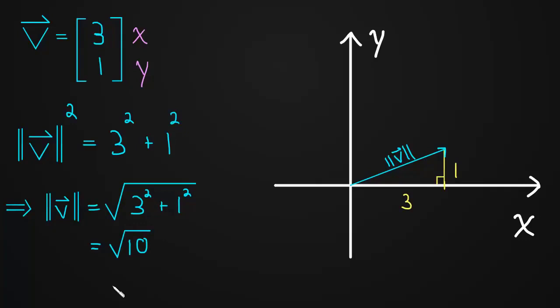And it's really just as simple as that. All we're doing when we're finding the length of a vector is finding the hypotenuse of a right triangle using the Pythagorean theorem. Okay, let's look at another example.